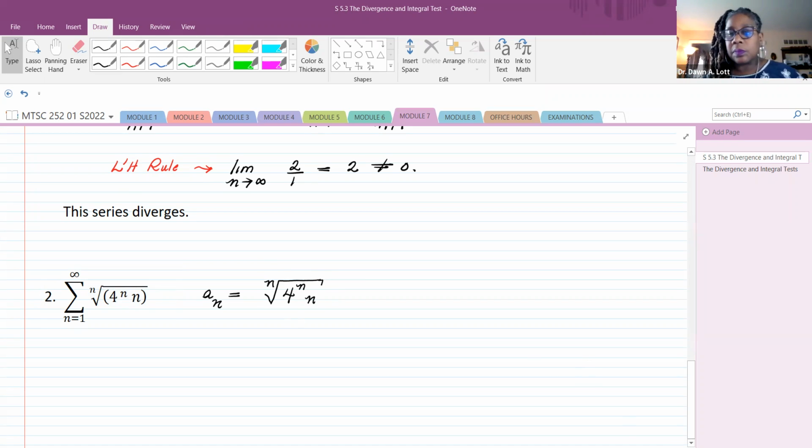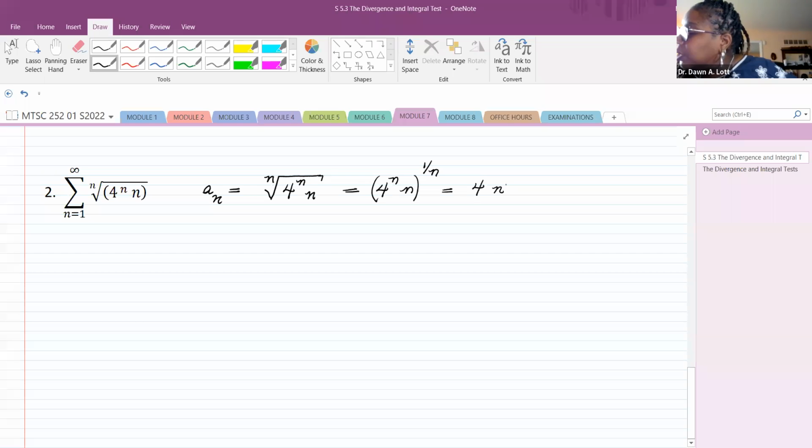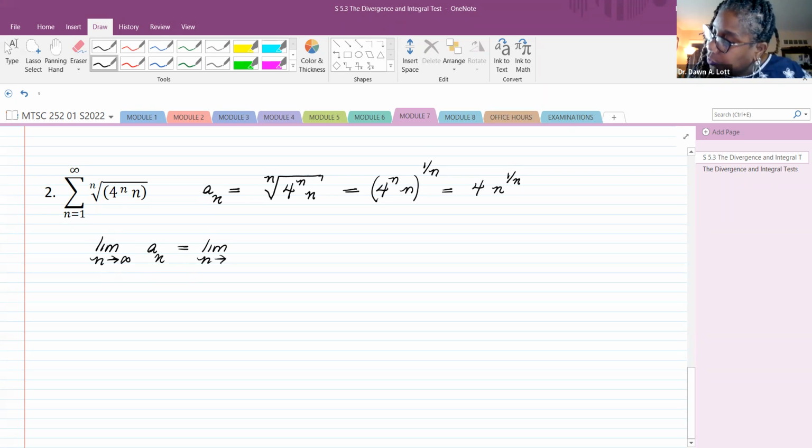We can also write that as 4 to the n times n, raised to the 1 over n power. So 4 to the n times 1 over n just gives you 4 times n to the 1 over n. Okay, so we simplified it. So the limit as n approaches infinity of AN is the limit of 4 times the nth root of n.